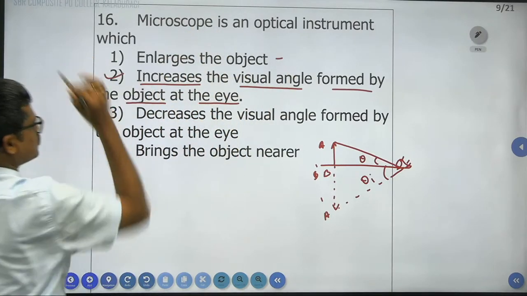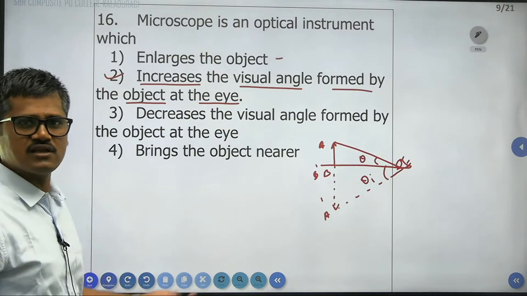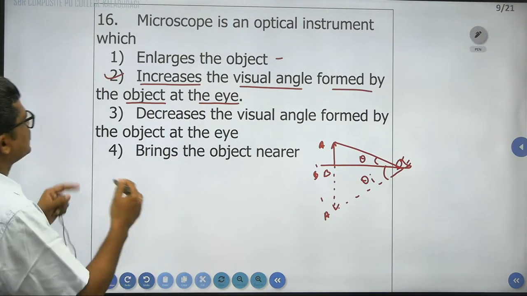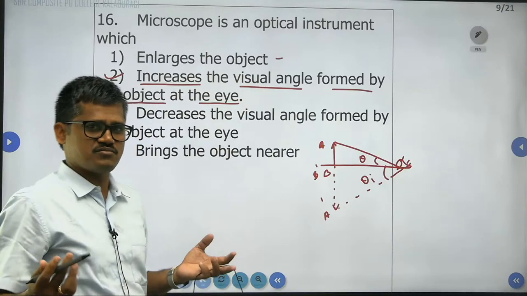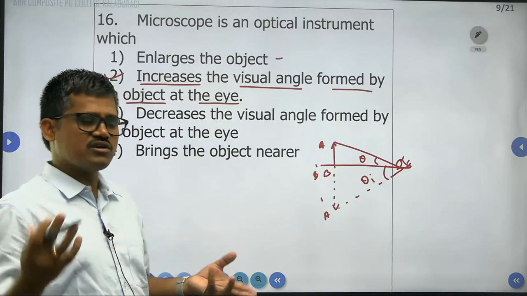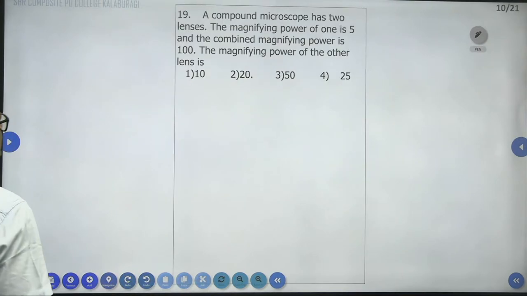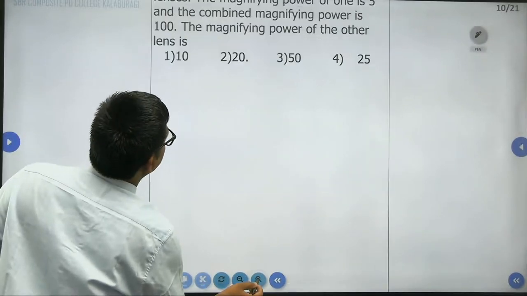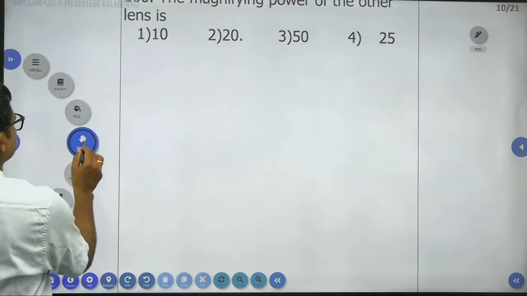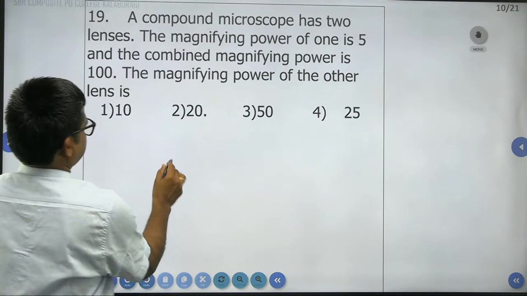Done? So we'll go with that. Very common and very clear it is. So it cannot increase the size of the object. I mean, that cannot be done, right or not? The object will remain its own size. Okay, now let me move on. Now see here.